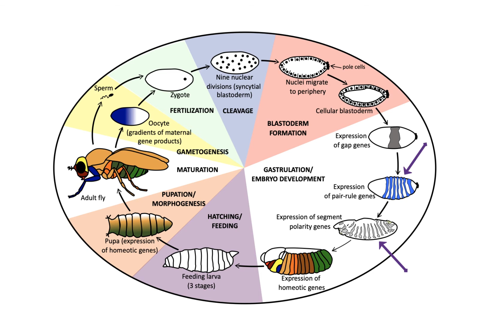And then once that general segmentation pattern is set up, then there's expression of the homeotic genes, which really affect the expression of many different genes down the line, that then set up the final body plan for that adult fly.